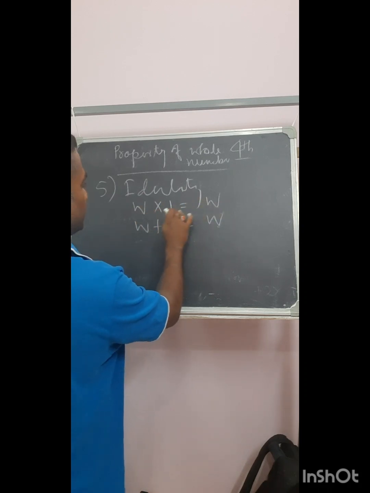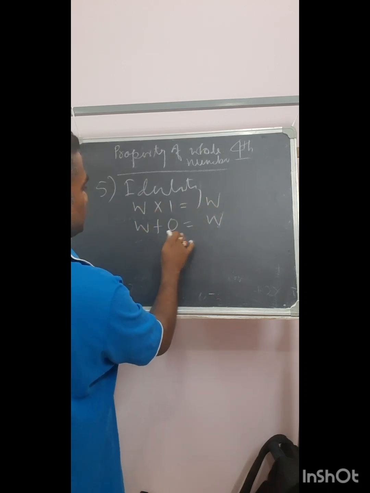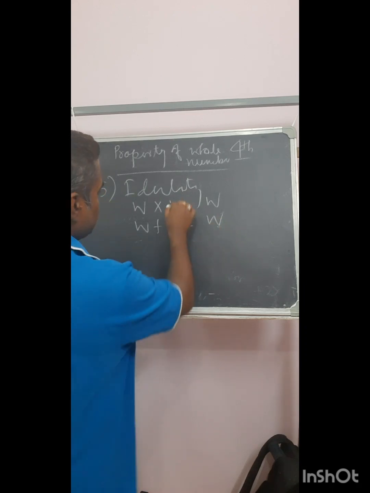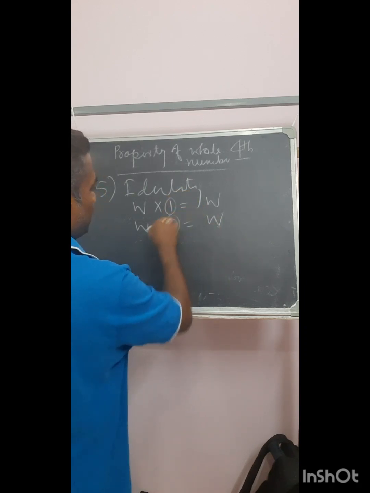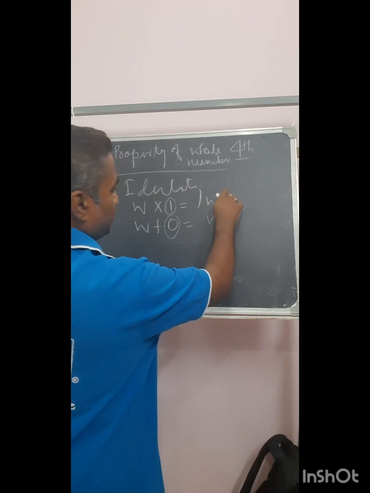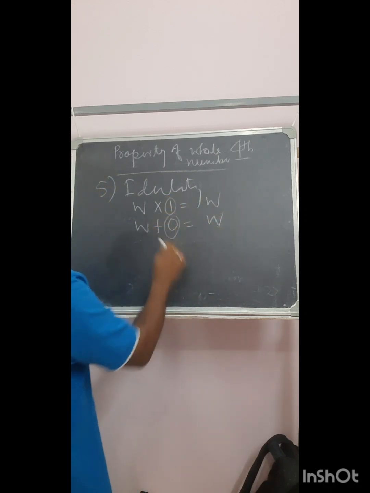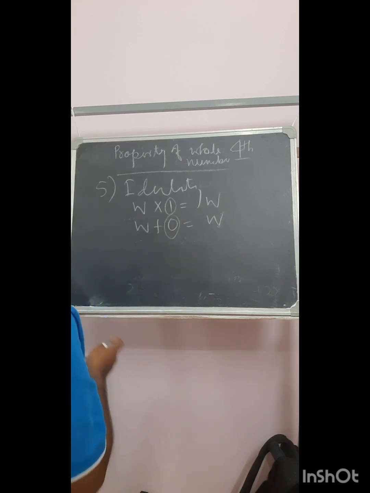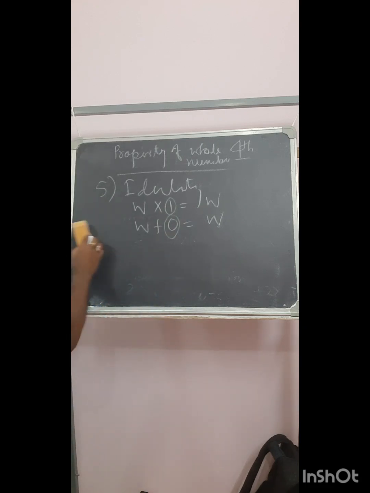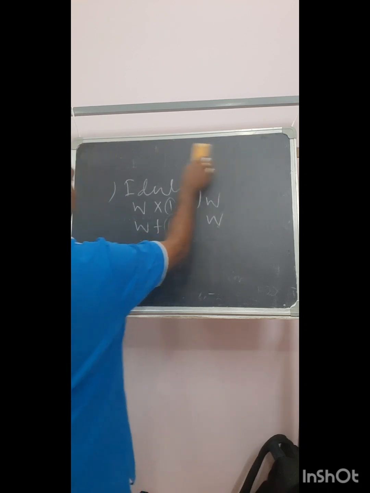If I multiply it with 1, it will remain the same. If I add 0, it will remain the same, because these are also part of whole numbers, so it will give you the identical number if I do this operation. So this is another property. Okay, so that is over for the properties of whole numbers.